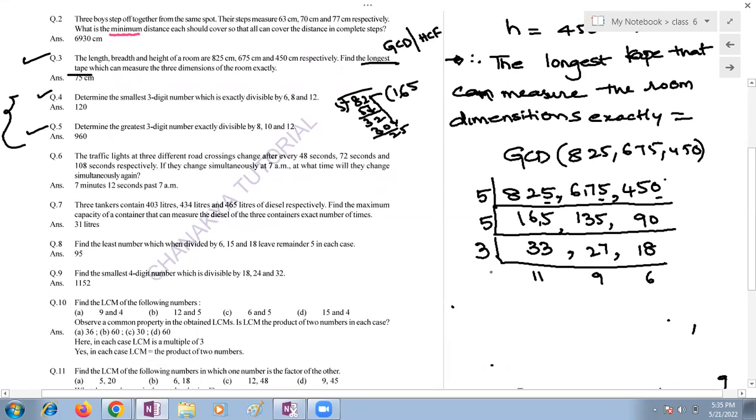11, 9, 6 will not be divisible by any table. Not 3. No need of doing it because of 11. We need only the GCD.